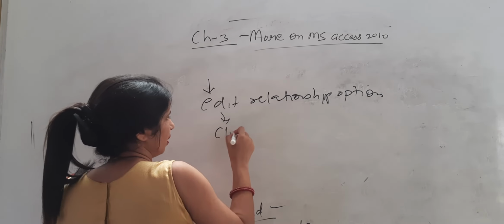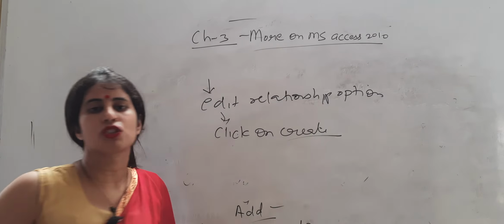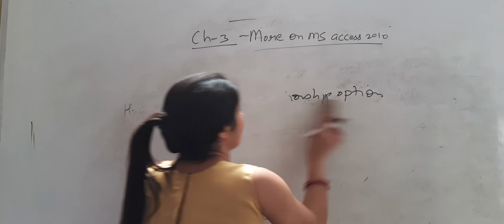And we will click on which button? Create button. Which option will we choose here? On the create button. So the way that I have used, in this way you are able to edit the relationship. Okay. Now the next is how to create a query.